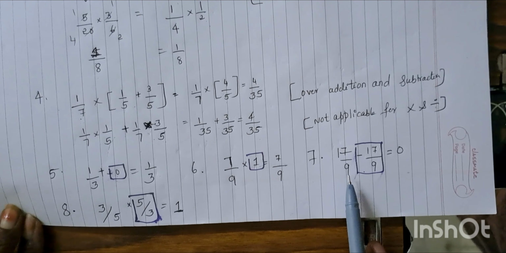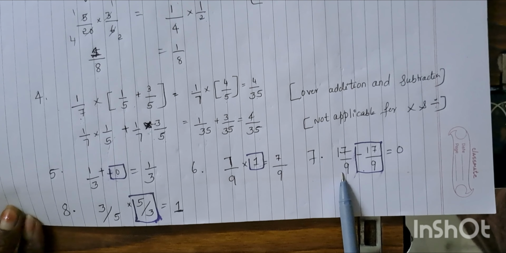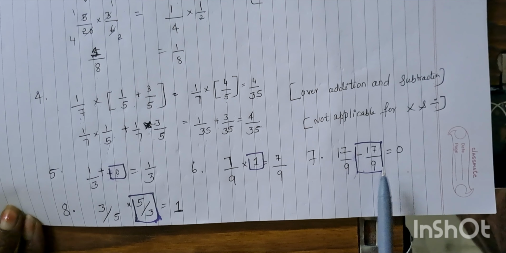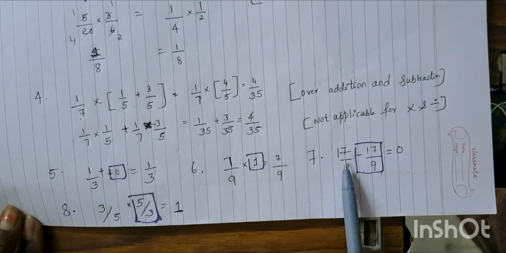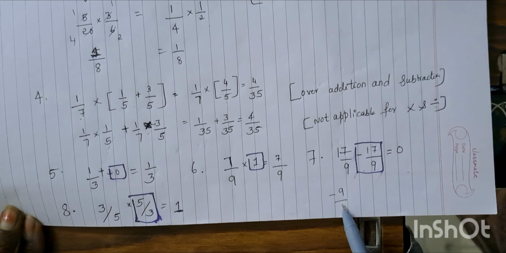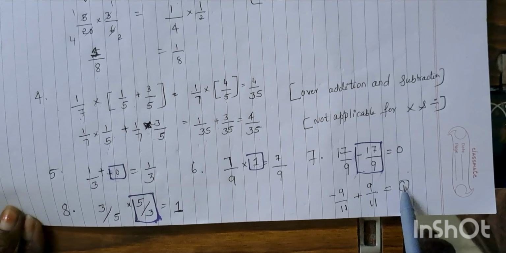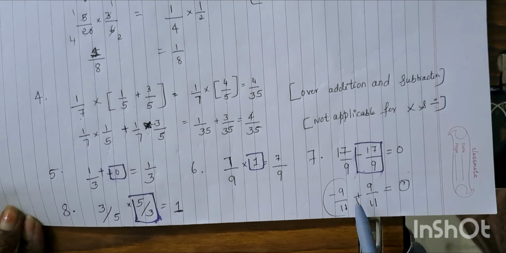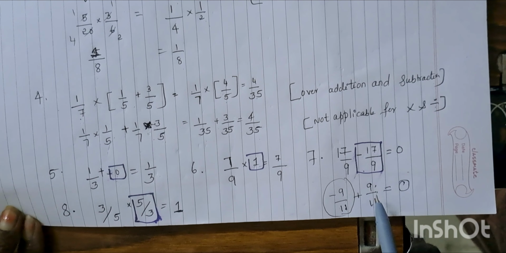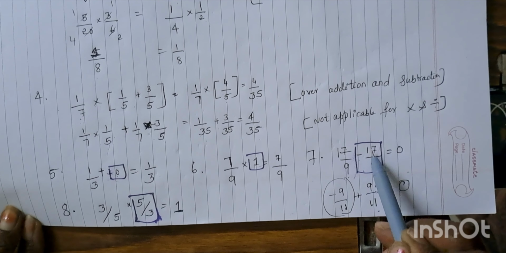And what do we mean by additive inverse? The inverse is the number which, if you add to the given number, the result should be 0. So whatever number is given, you take it with the opposite sign. Suppose minus 9 by 11, you take the inverse as plus 9 by 11, because with the opposite sign the value becomes 0. So the additive inverse of minus 9 by 11 is plus 9 by 11. The additive inverse of plus 17 by 9 is minus 17 by 9.